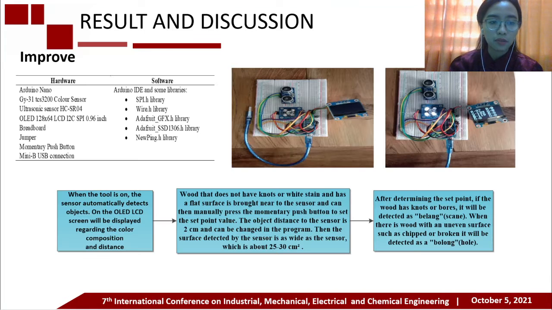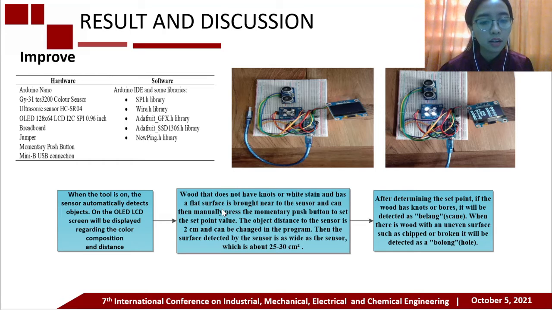For hardware, we use an Arduino Nano and then a GY-31 TCS3200 color sensor, an ultrasonic sensor, OLED LCD, breadboard, jumper, momentary push button, mini USB, and for software we use Arduino IDE and some libraries. And we can see how the tool works in this diagram. When the tool is on, as we can see in this picture, the sensor automatically detects the object. We can see the color, composition, and the distance.